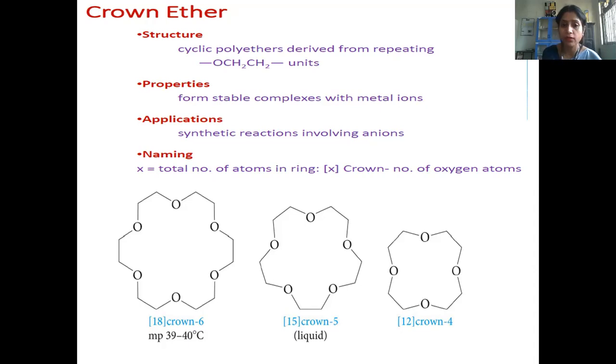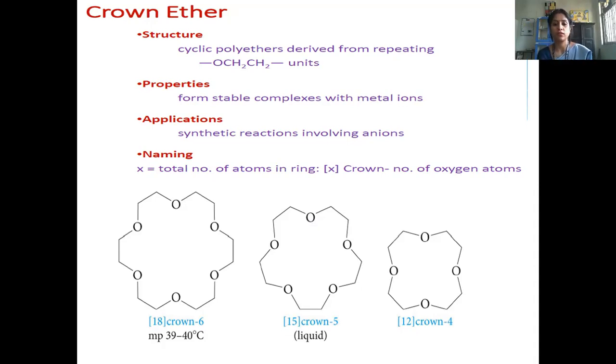Now, if you see the properties, they form stable complexes with metal ions. Then for applications, the crown ether is such a structure that the cavity formed out of this crown structure is of a particular dimension. So it will let a cation of a particular diameter get fixed or trapped inside it. Now, the most important part to remember about crown ethers is the nomenclature.